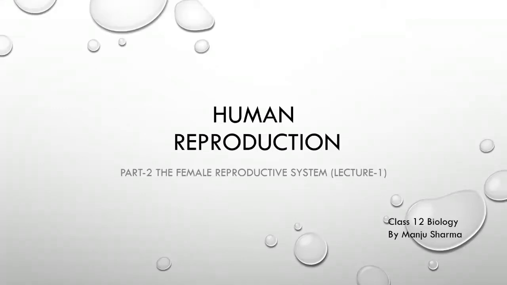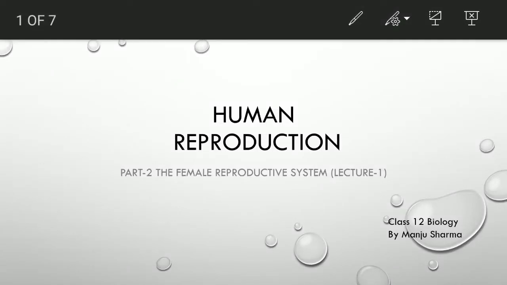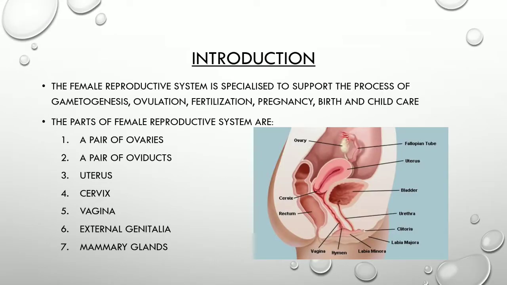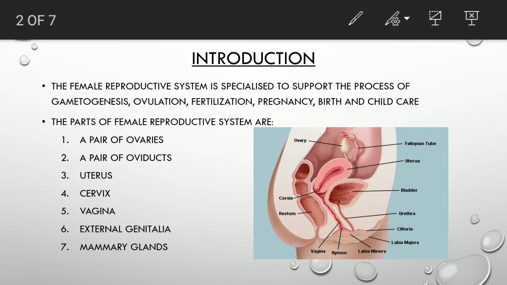Hello guys, in this class we start our new topic, female reproductive system. Firstly, the introduction of the female reproductive system. The female reproductive system is specialized to support the process of gametogenesis, ovulation, fertilization, pregnancy, birth and child care.